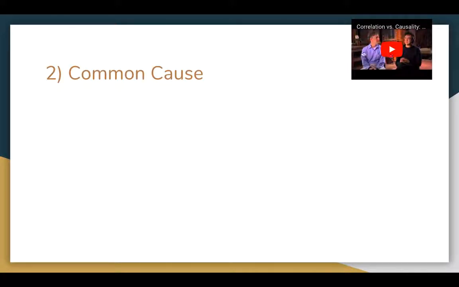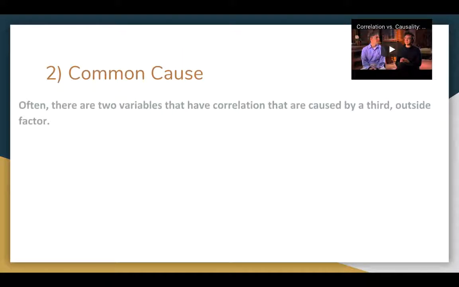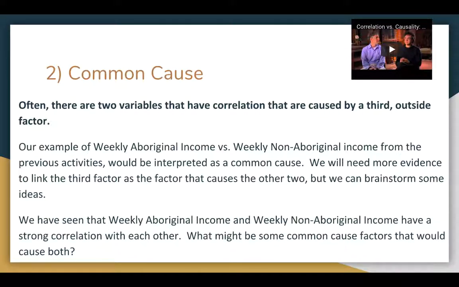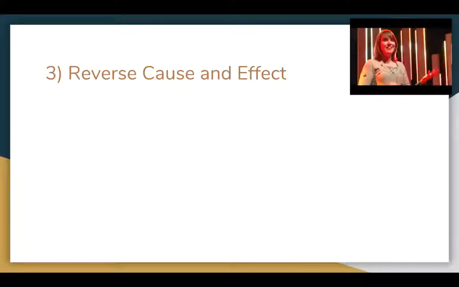A common cause, you can watch this video here from Freakonomics. They're talking about ice cream and polio, again picking on ice cream. A common cause is when two variables are caused by a third outside factor. In our weekly Aboriginal income versus non-Aboriginal income example, there was a strong positive correlation, but there's a common cause there. You need to find more evidence to link that third factor to the two, but you can brainstorm ideas. What might be some common cause factors that link Aboriginal income to non-Aboriginal income?